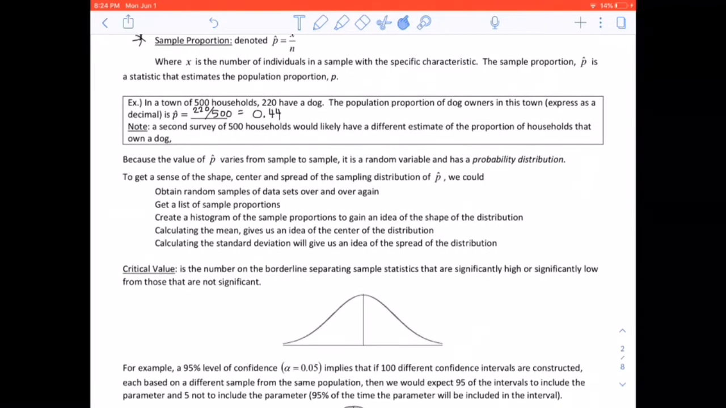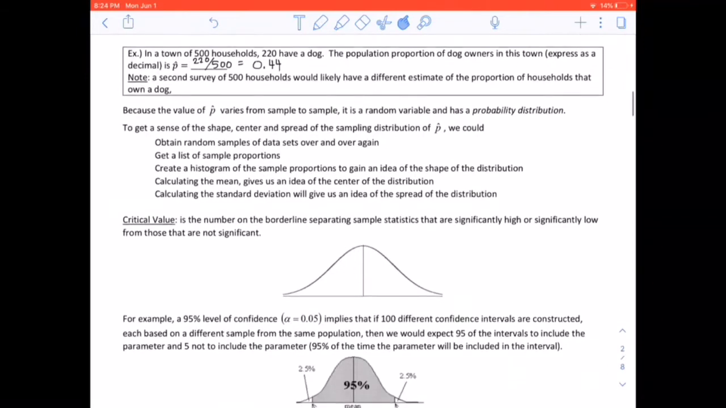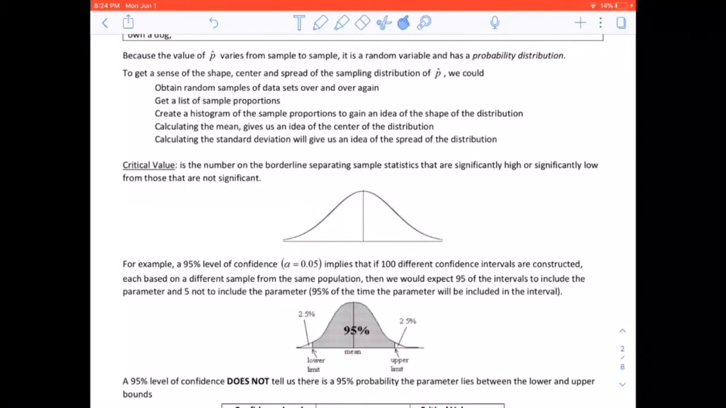There's a note down there that says a second survey of 500 households would likely have a different estimate of the population proportion of households that own a dog. Because the value of p hat varies from sample to sample, it is a random variable and has a probability distribution, which we talked about in the previous chapter. To get a sense of the shape, center, and spread of the sampling distribution of p hat, there's a list of things that we can do to figure that out.